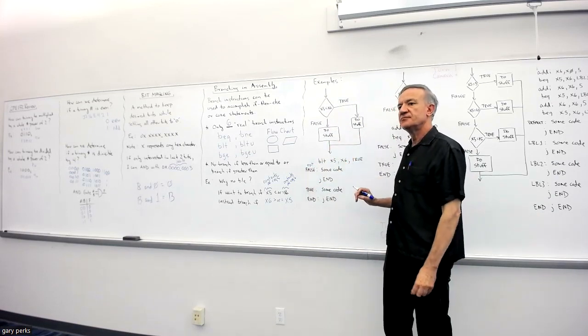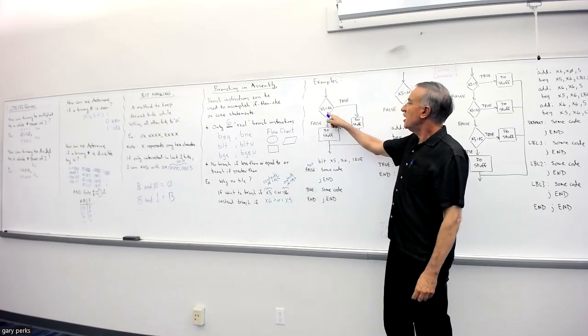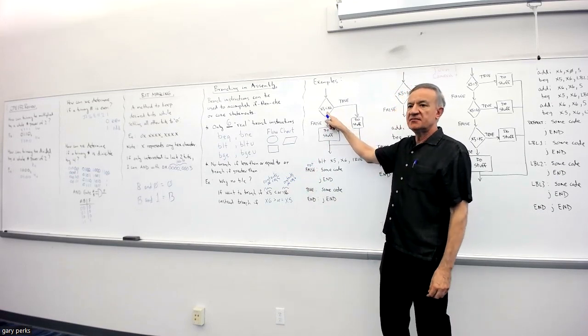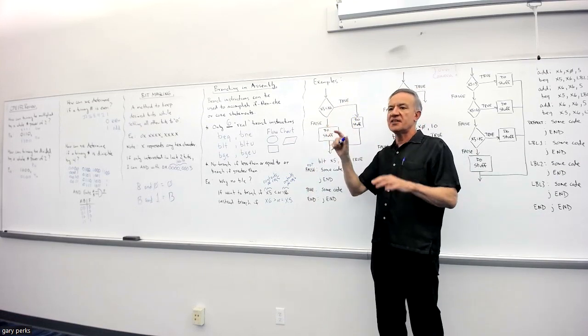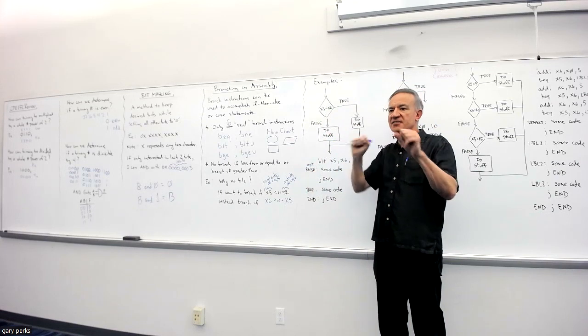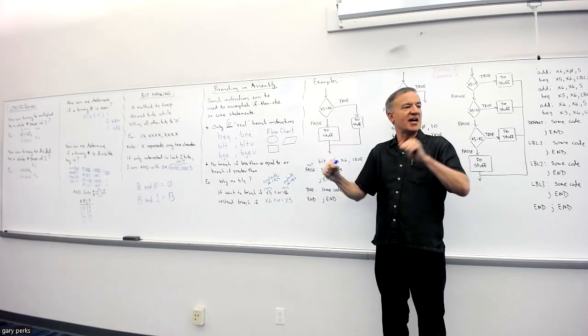What are the diamonds used for in a flow chart? When a decision is being made. So if you've got a diamond shape in your flow chart, that means you're going to have a branch instruction, because that's what decides which path you're going to go.